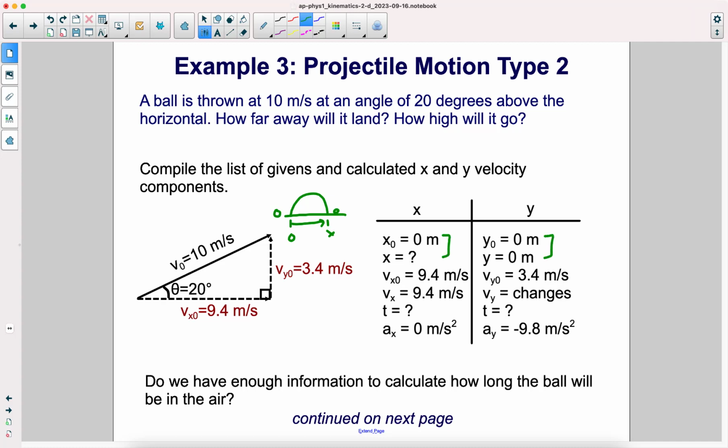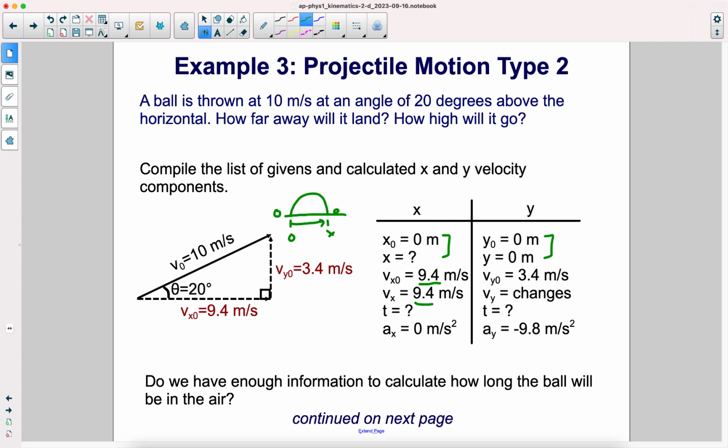We already calculated the x component of initial velocity to be 9.4, which doesn't change throughout the entire flight, since there's no acceleration in the x dimension. There are no forces pulling the ball to the left or right, so there will not be a change in speed. It will be constant in the x dimension.